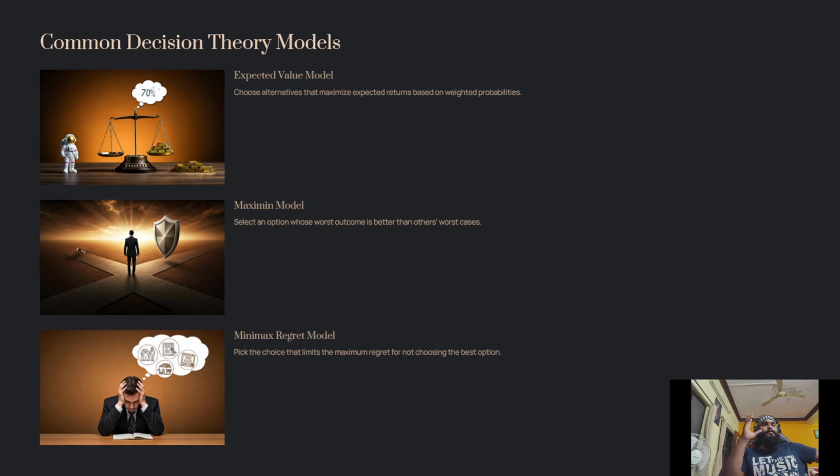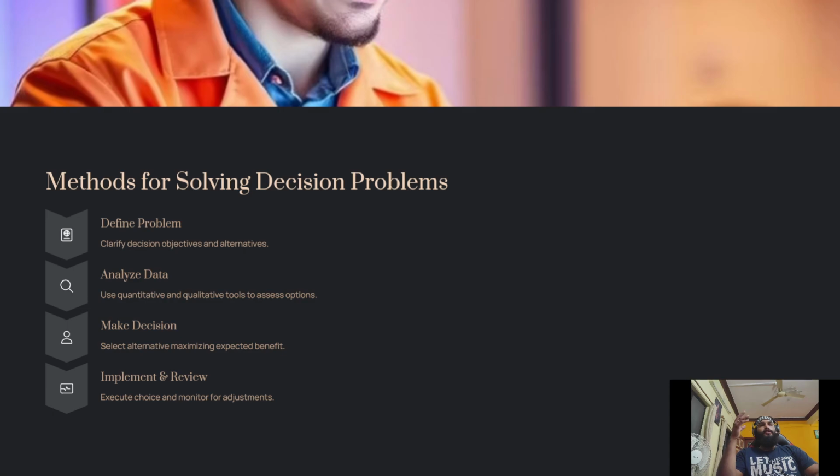Maximin model is the worst possible outcome with the worst possible cases that helps the organization to get the overall idea of what can go wrong by taking that decision. And minimax model is what is the minimum loss or minimum profit we can get from the best possible option that we have. So the method for solving decision problems is to define the problem, analyze the data, make a decision and implement it, and take feedback from it, and then change if there are any changes to make.